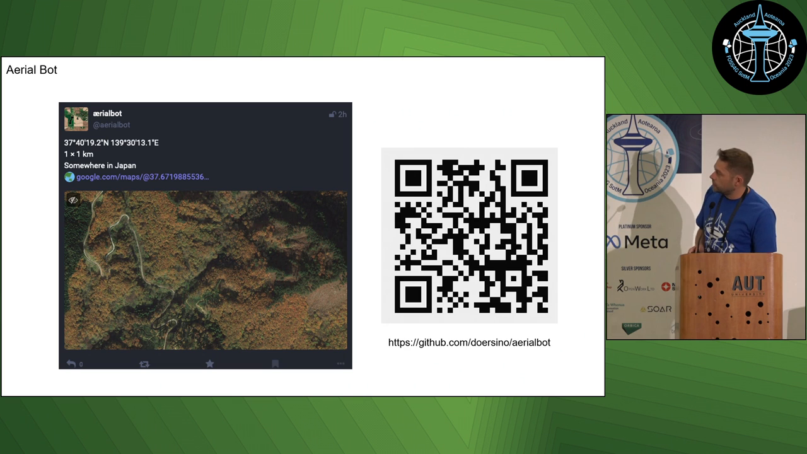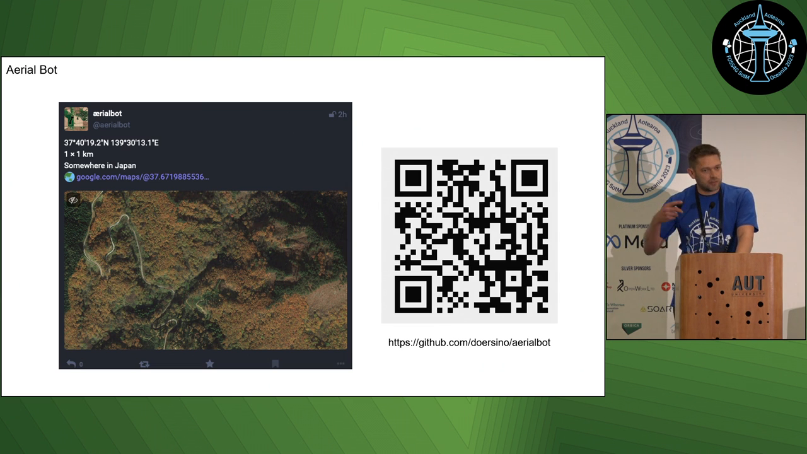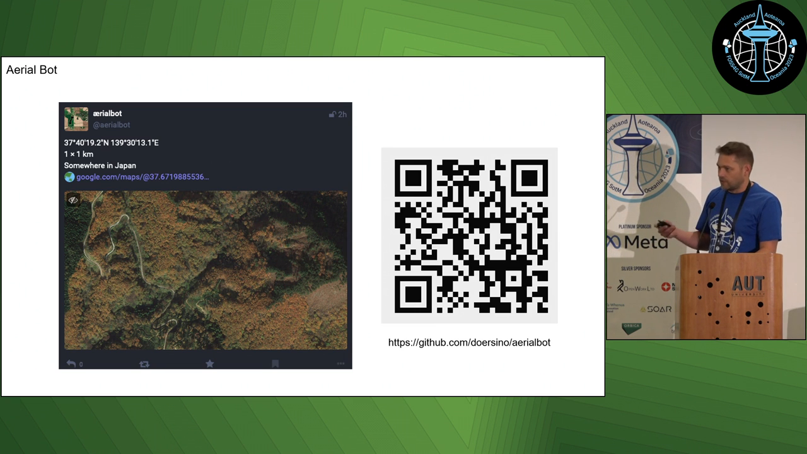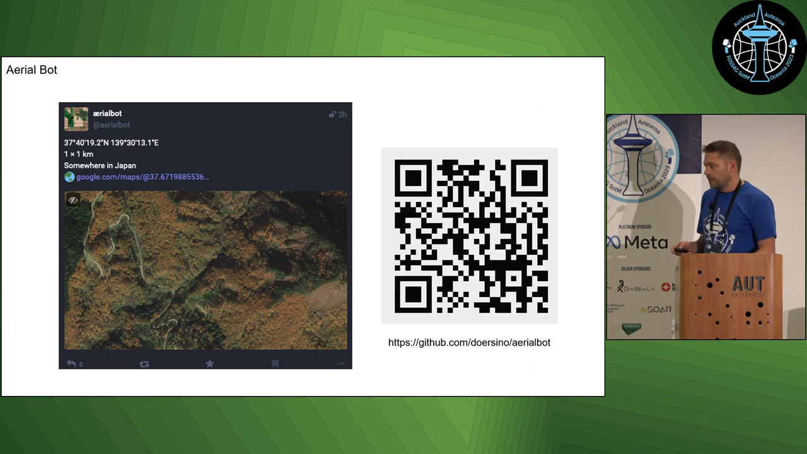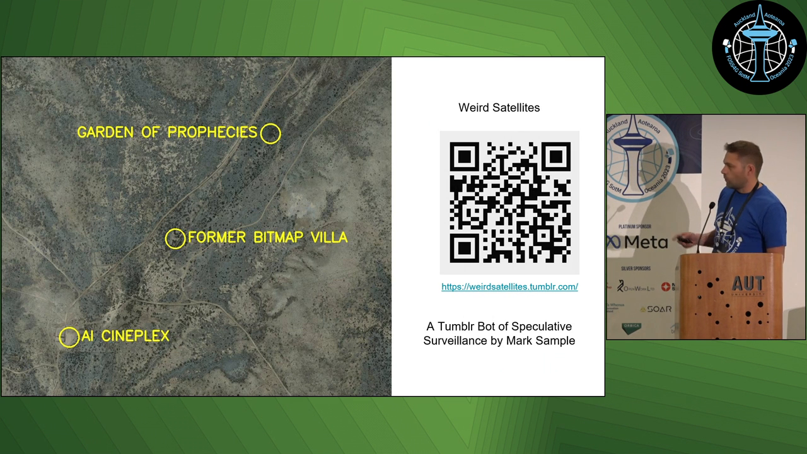Similarly, there's a thing called Aerial Bot. It does a similar thing. This one is somewhere in Japan. On a regular schedule, it grabs a piece of imagery and posts it to Tumblr and Mastodon and various other places. There's a GitHub link there to the code. The really cool thing is that if you follow that, you'll find 20 or 30 other bots doing imagery in different areas, like an Aerial Bot Japan, an Aerial Bot Germany, all this kind of stuff. So that's pretty cool.